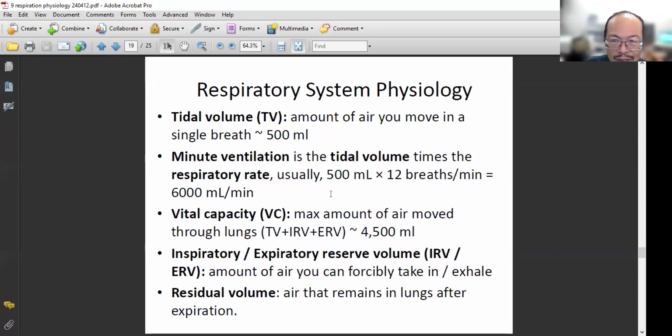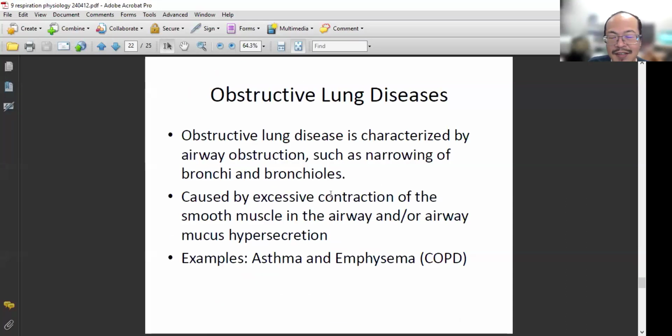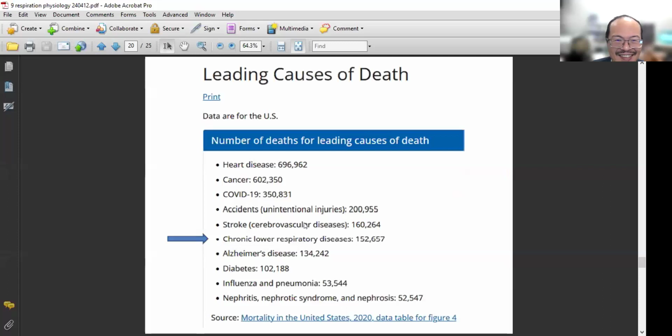Another thing we can measure from this spirometry is this one. Later we'll talk about that. It's called forced vital capacity and forced expiratory volume. Before we use this one, we talk about the disease. So I want to give you the context. Let me get some water. The context: why do we need to use those?